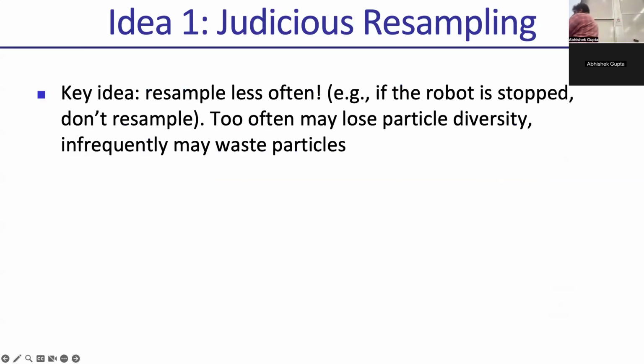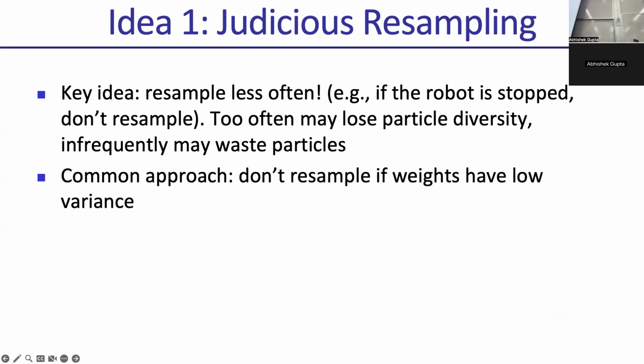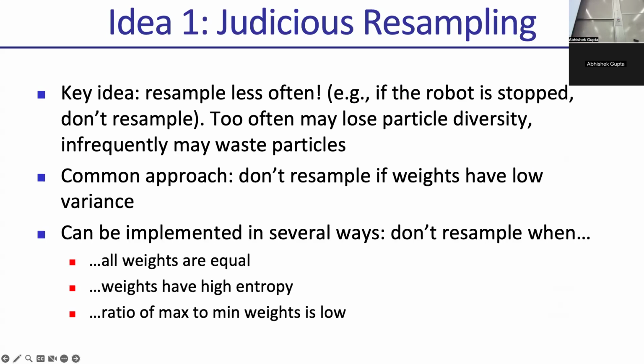And so the simplest solution to this is just resample less, right? For instance, if your particles are pretty uniform, don't resample. If your particles are really imbalanced, then it's good to resample because you don't want weight wasted. But if your particles are close to uniform, like all the weights are equal, they're high entropy, the ratio of min to max is low, in all of those cases, you don't have to resample. Just keep the weights around.